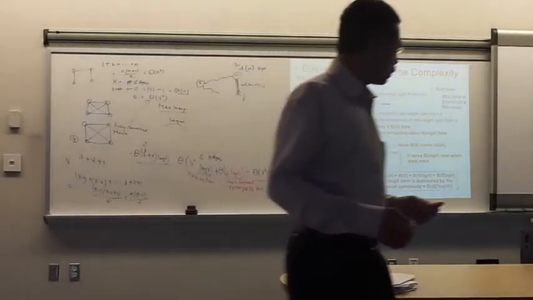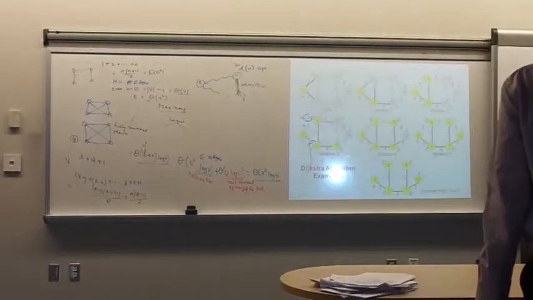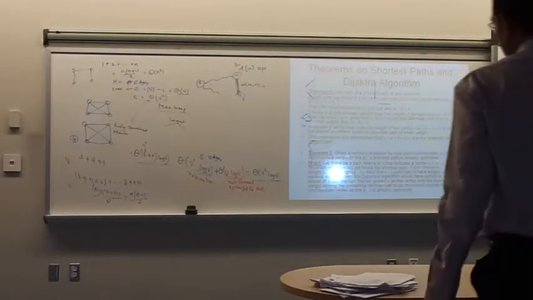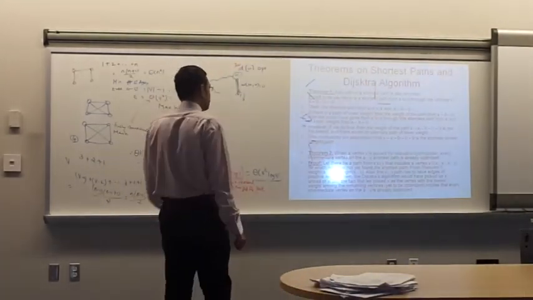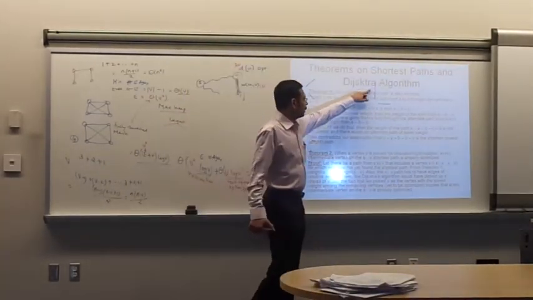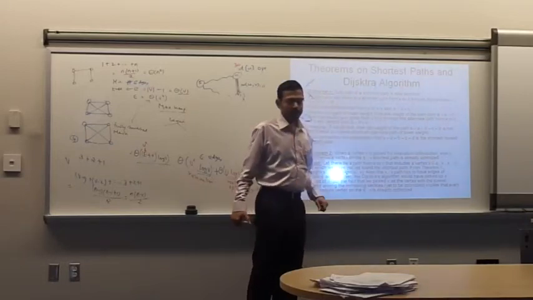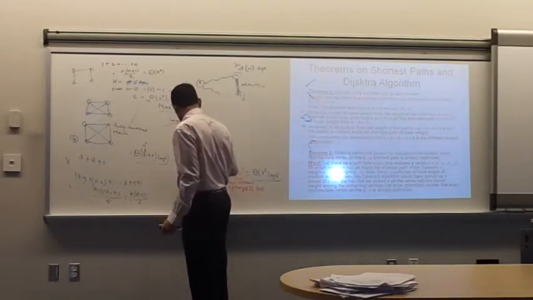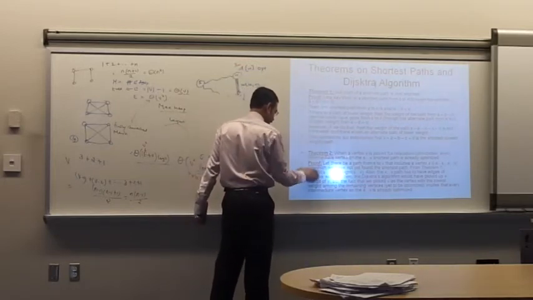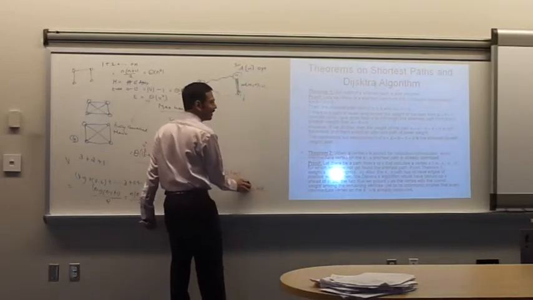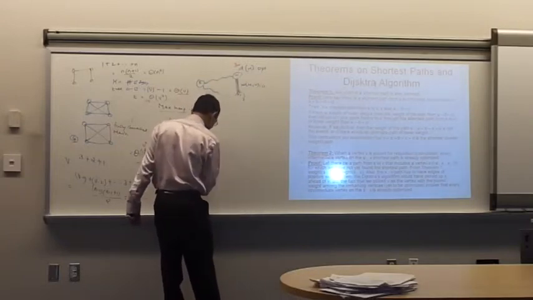Okay, so let's try to prove now the correctness. So as I said, we'll have some proofs. The first proofs are easier. So the subpath of a shortest path is the shortest path. You understand what it means? It's a theorem. The subpath of a shortest path is the shortest path.